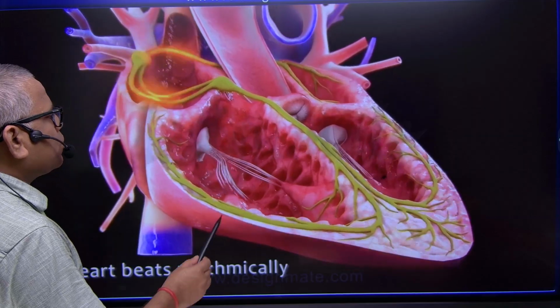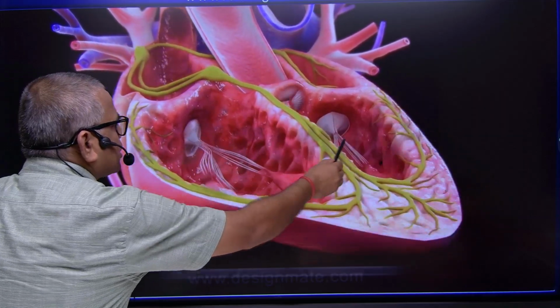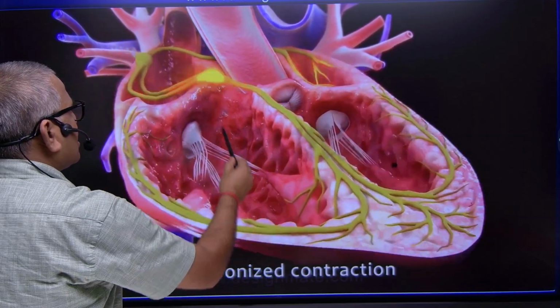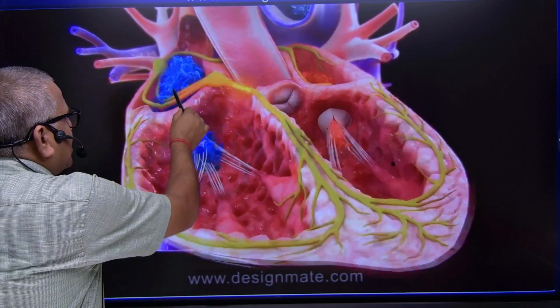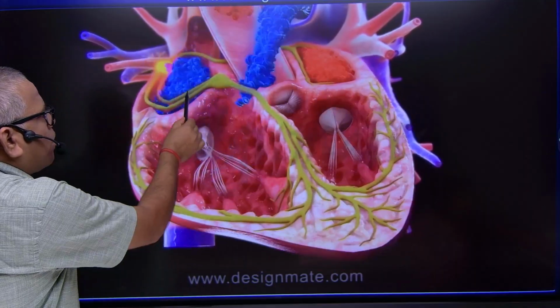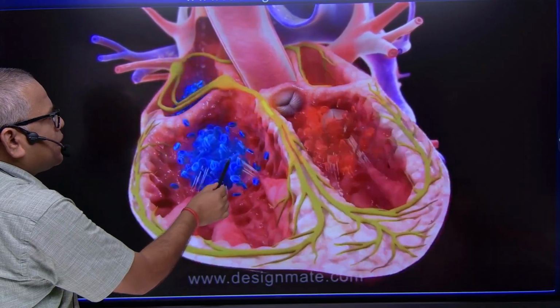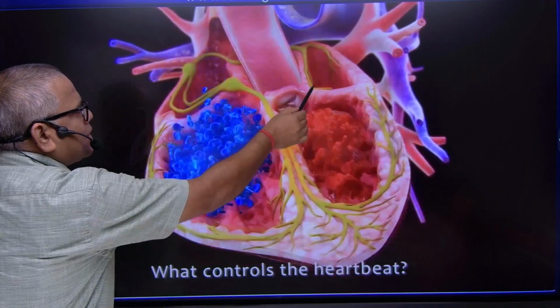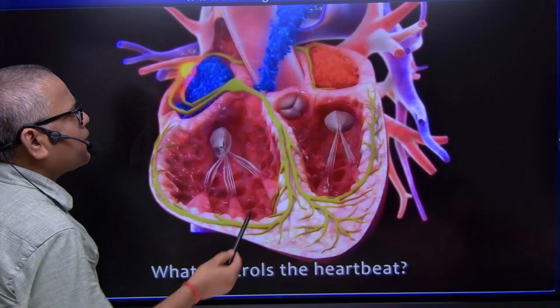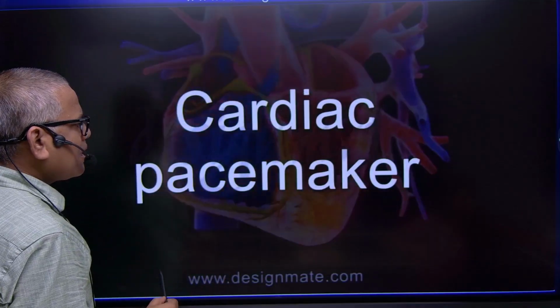So if we come to this part, here you can find these lower two parts are the ventricles and the upper two are the atria. Here you can see the right part of the heart is always pumping the deoxygenated blood, represented with blue color, and the left part of the heart is always pumping oxygenated blood, which is represented by the red color.